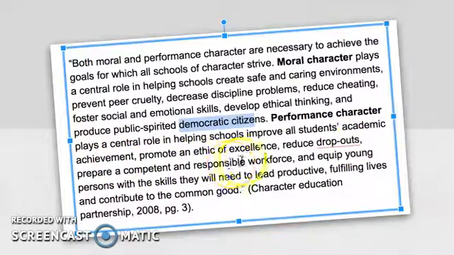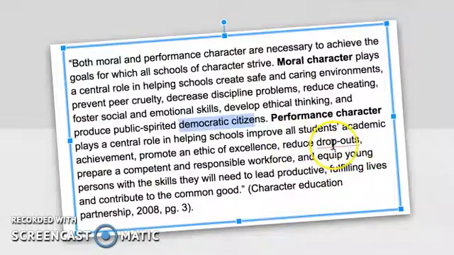It promotes an ethic of excellence. When I show you a paper and I say this is excellent, this is a model paper, this is what you want to be doing, or when we're in class and I draw attention to one student and I say, look at what they're doing right now, they are focused and they're showing me they are ready to learn. When we talk about that type of stuff, I'm referencing their performance character.